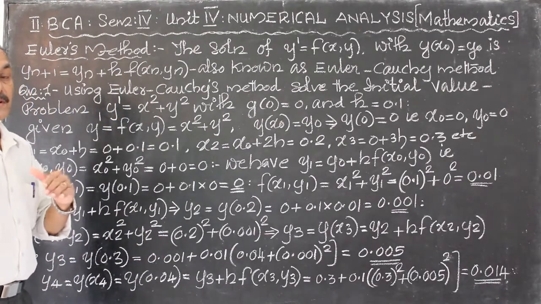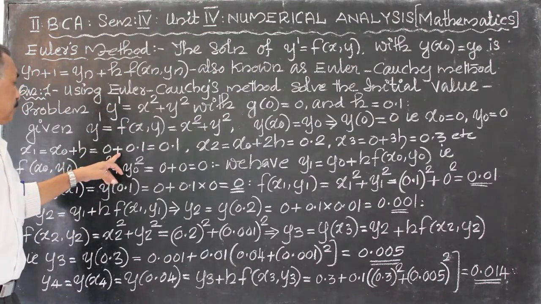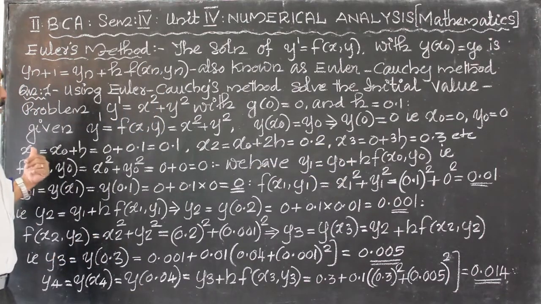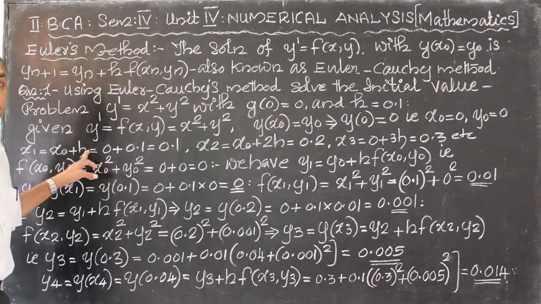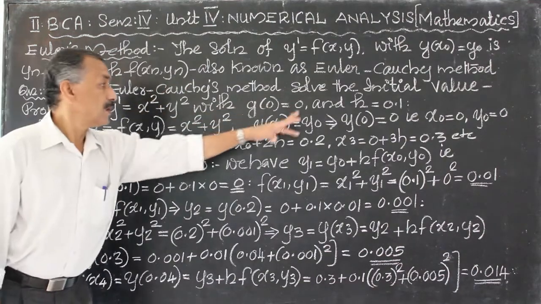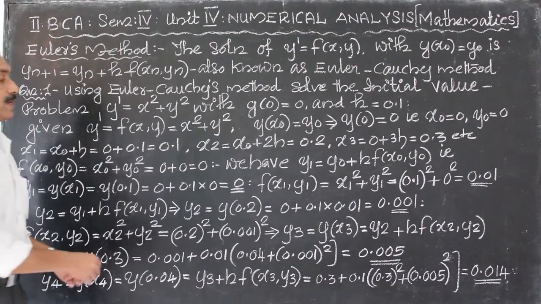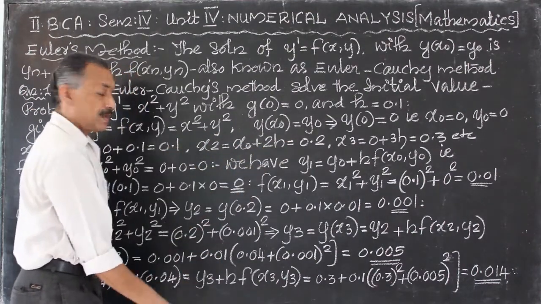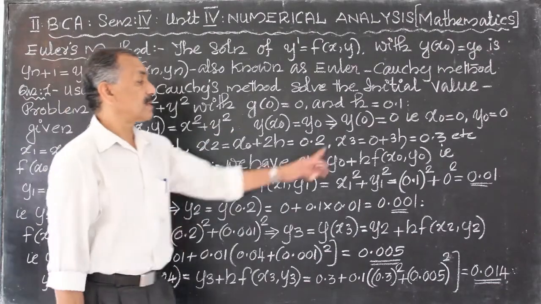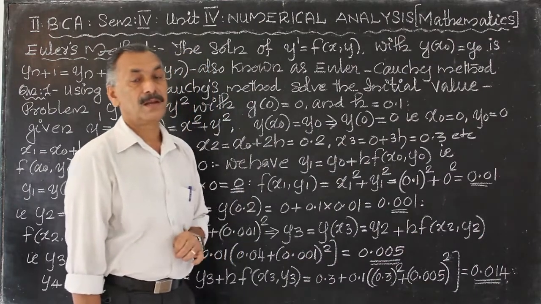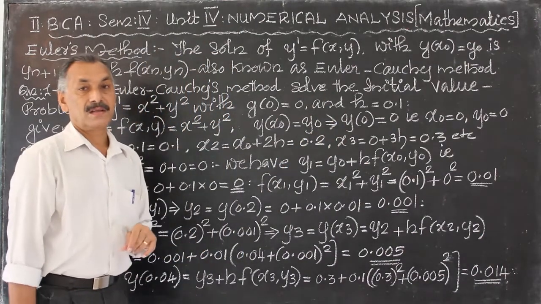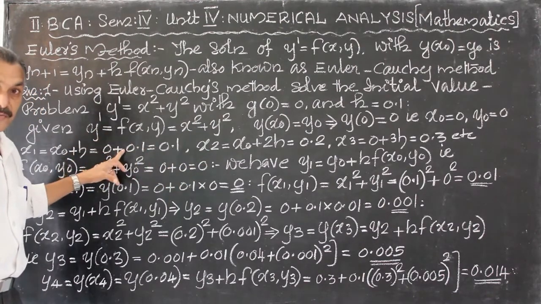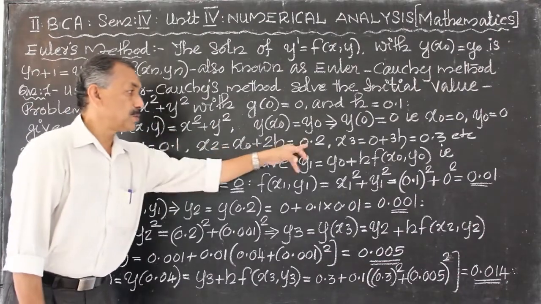We have y1 = y0 + h f(x0, y0). Then what is x1? x1 = x0 + h, that is 0 plus 0.1, equal to 0.1. What about x2? x2 is 0.1 plus 0.1, equal to 0.2. Similarly x3 = x0 + 3h = 0.3, x4 = 0.4, and so on. In the Euler-Cauchy method we are going to seek the values of the solution y = y(x) at the points x0, x1, x2, x3, x4 and so on.